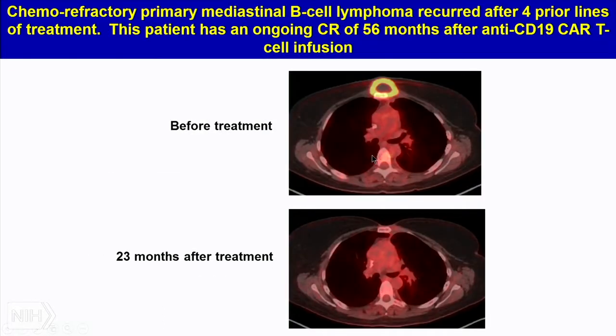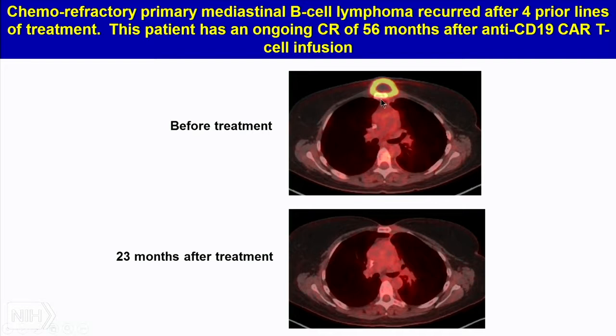This is an example of one of the patients we treated. This patient had chemotherapy refractory primary mediastinal B-cell lymphoma, which was one of the many types of large B-cell lymphomas. It had recurred after 4 prior lines of treatment. The patient has an ongoing complete remission, which is now actually 70 months long. This says 56. I need to update this slide.